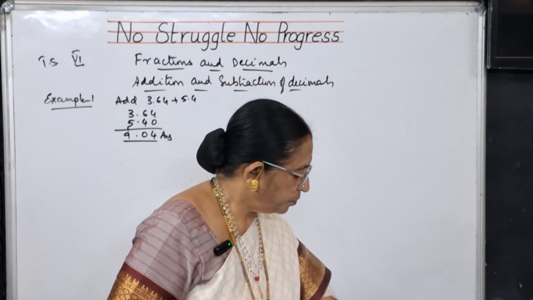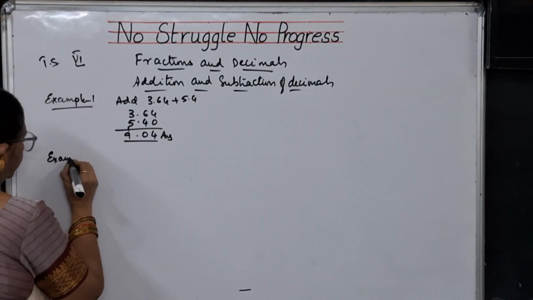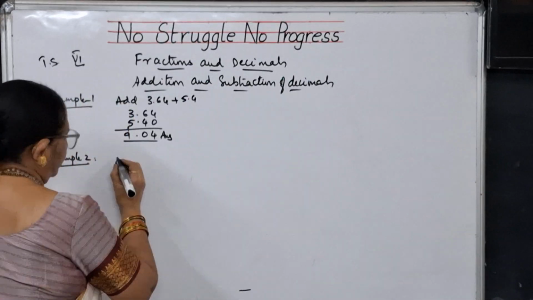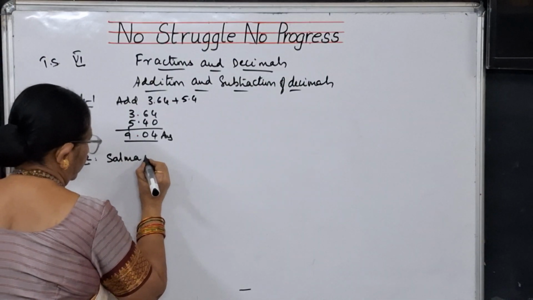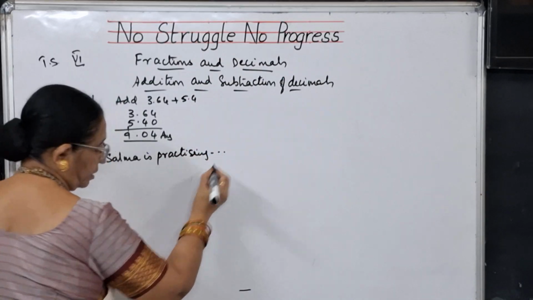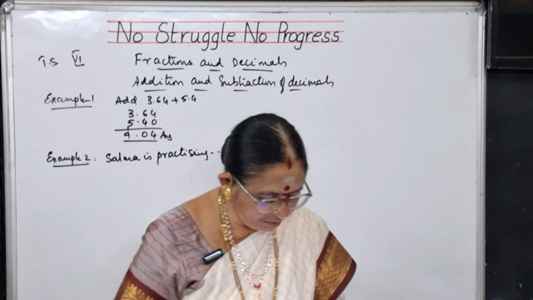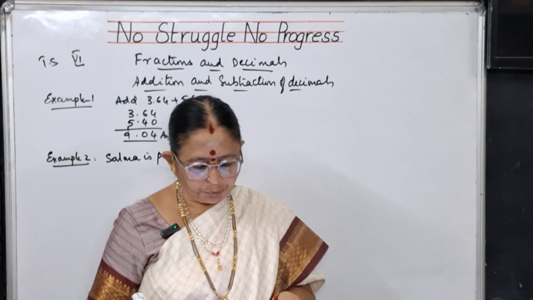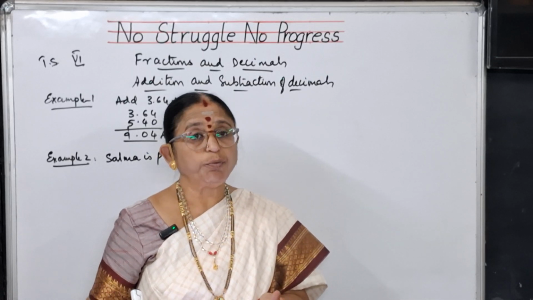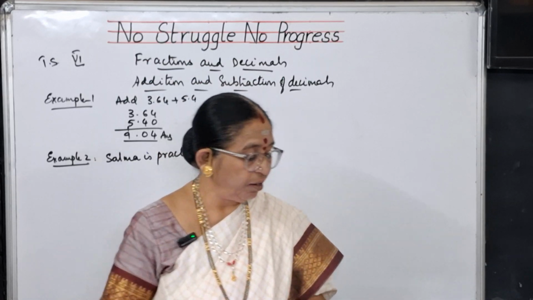Next, example 2. Salma is practicing. Let me read the problem, children. Salma is practicing for her school sports day. She runs 3.27 kilometers in the morning and 2.8 kilometers in the evening. How much does she run in all?